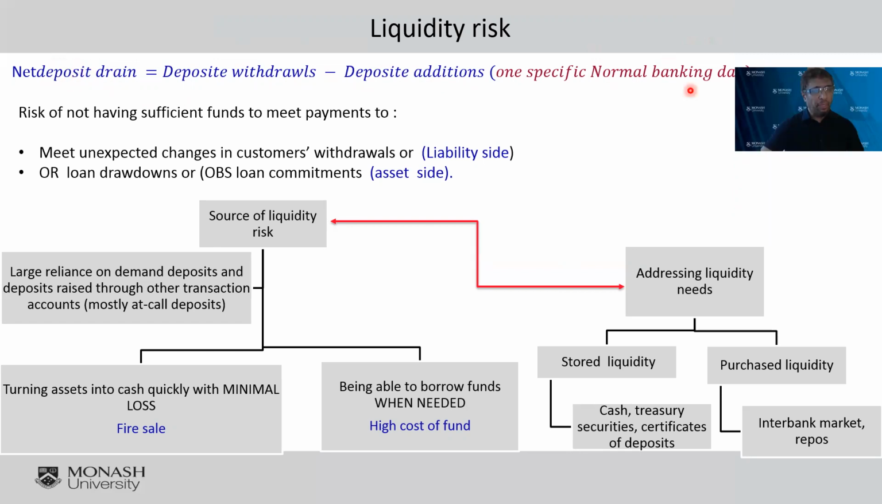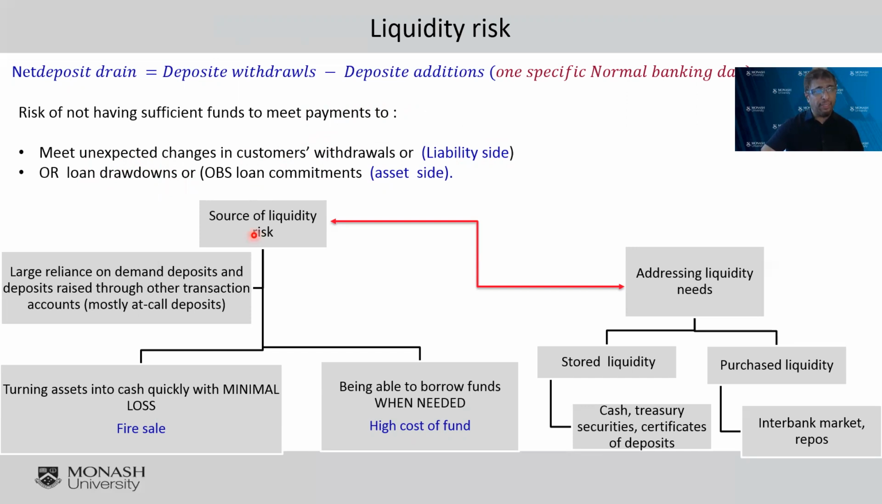Now, there is a risk of not having sufficient funds to meet payments, because you need to meet the unexpected changes in customer withdrawals. This is the liability side. And if you don't have enough cash, there is a problem. Or you can't honor what we call loan drawdowns. The loan drawdowns are related to the loan commitments, and we call it the asset side.